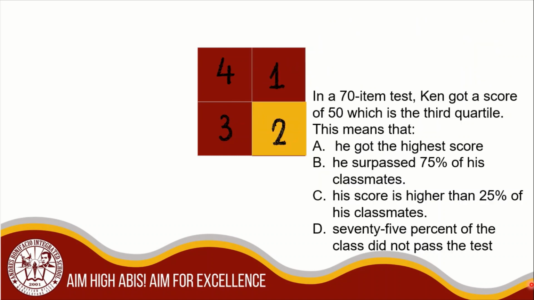Next question. In a 70-item test, Ken got a score of 50, which is the 3rd quartile. This means that... correct. He surpassed 75% of his classmates. So, tandaan nyo, sa quartile, tigto 25% ang kada part ng dataset. So, 3rd quartile, that is 75%. So, 75% ang tinaasan niya at yung remaining 25% ang mas mataas sa kanya. So, B is the correct answer.